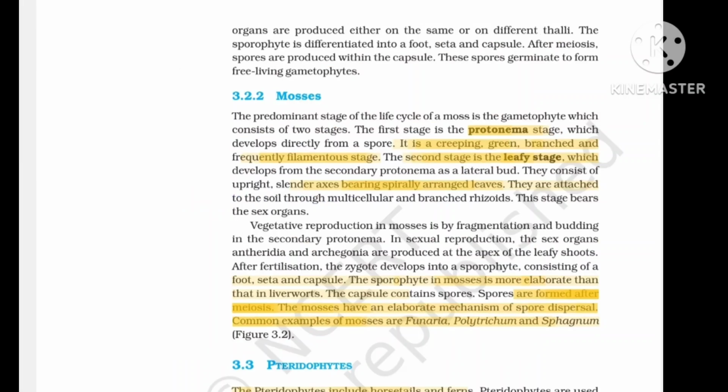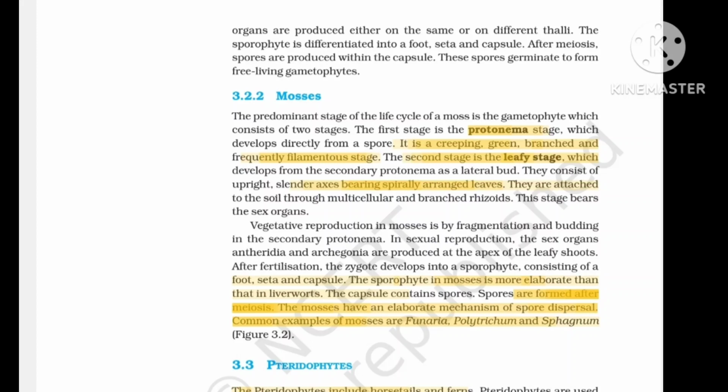And then let's talk about the specialized structures called gemmae, which are green multicellular asexual buds. The gemmae detach from the plant body and germinate to produce new individuals. During sexual reproduction, male and female sex organs are produced either on the same or different thalli. The sporophyte is differentiated into foot, seta and capsule, and after meiosis, spores are produced within the capsule and the spores germinate to form the free-living gametophyte.